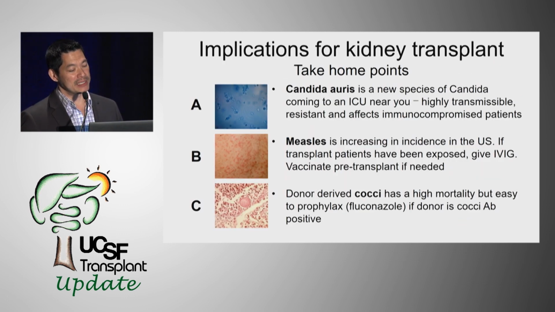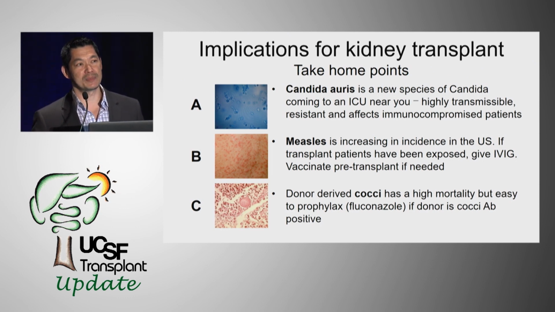A is for Candida auris. We talked about it as a new species of Candida coming to an ICU near you. It's scary because it's highly transmissible. It's similar to the story about C. diff. In the old days, we didn't really put on these yellow gowns for C. diff, and we were spreading it from patient to patient. It was called this fecal cloud, like Pigpen and Charlie Brown. Well, Candida auris is very similar in terms of transmissibility, and you saw that data from the UK where it was linked to those temperature probes.